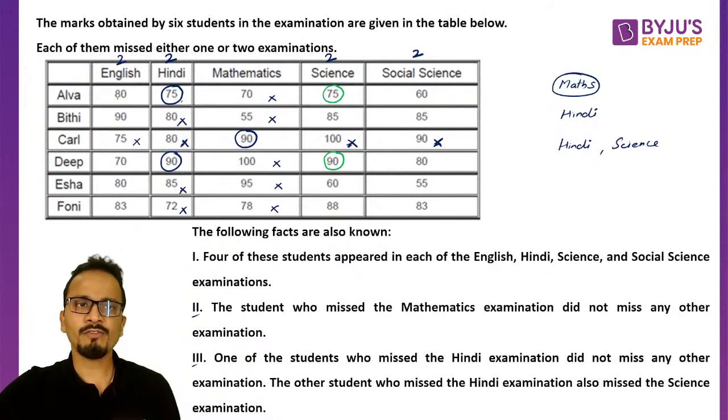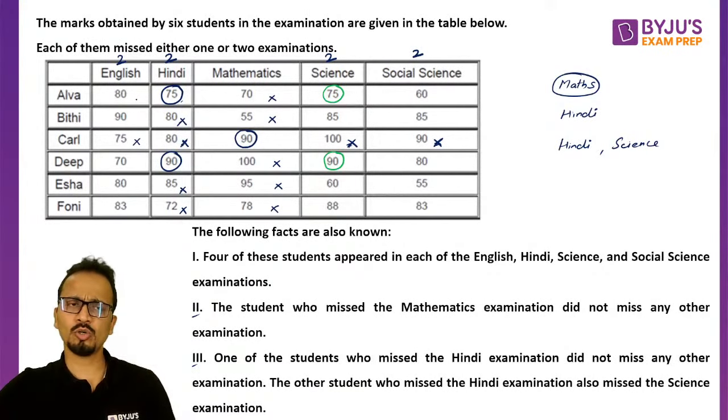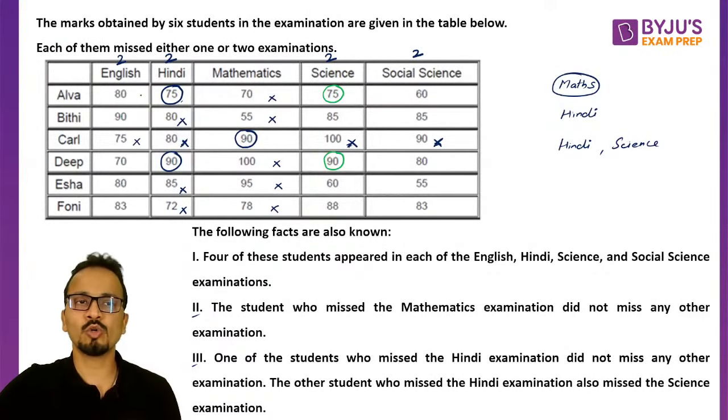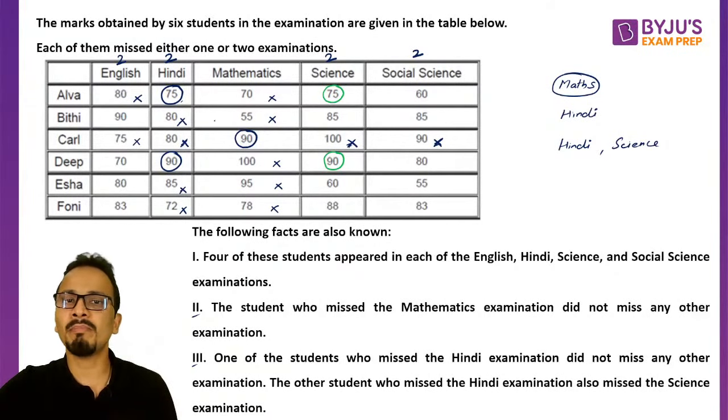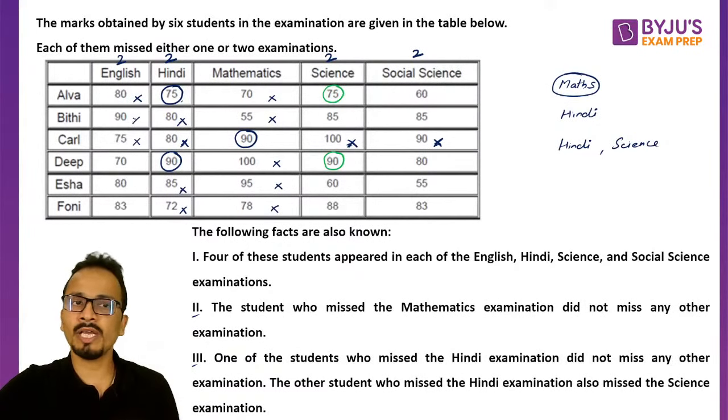Now, checking for English. Can Alva miss the English examination? No, because Alva has already missed Hindi. If he misses English too, then English and Hindi should have equal scores. So I'll put a cross. Can Bithi miss English? No, Bithi cannot miss English because Bithi has the maximum score in English. Since it is the maximum score, it cannot average out. So Bithi also gets a cross.